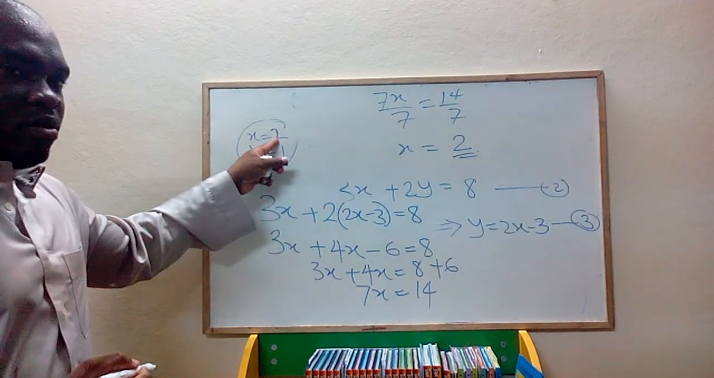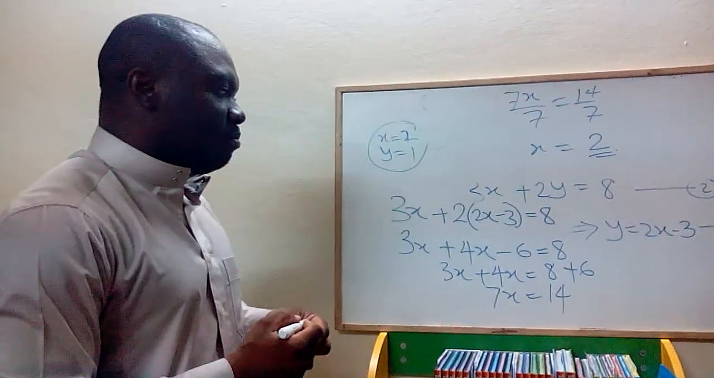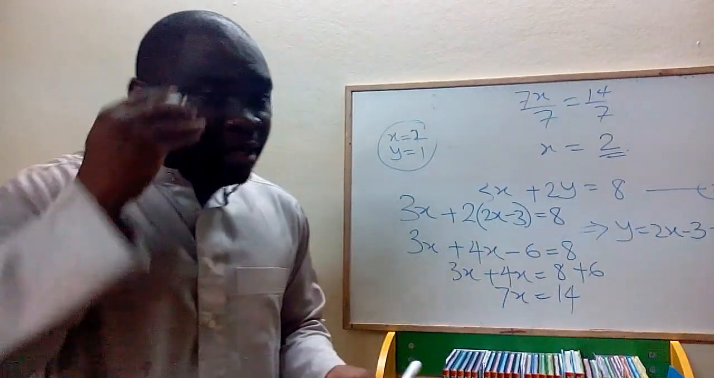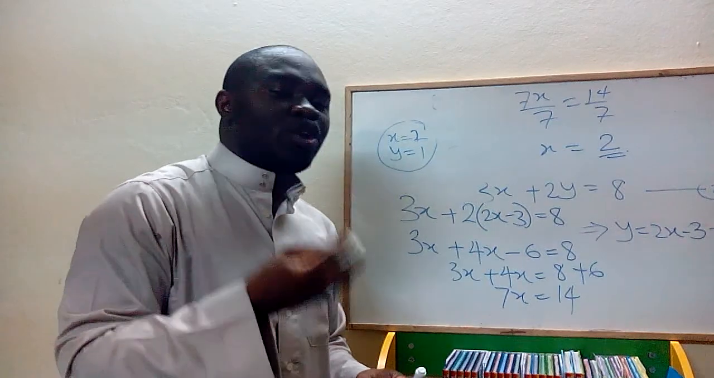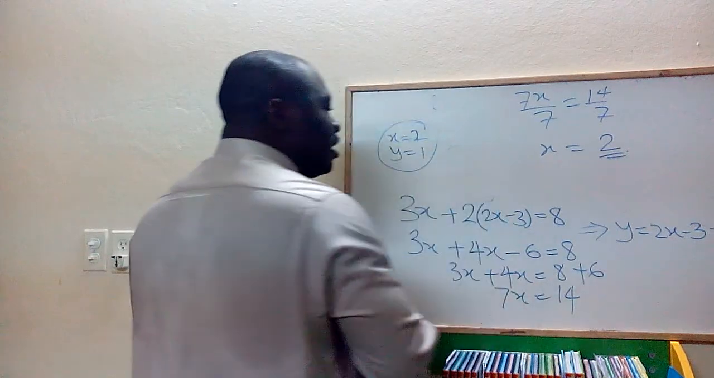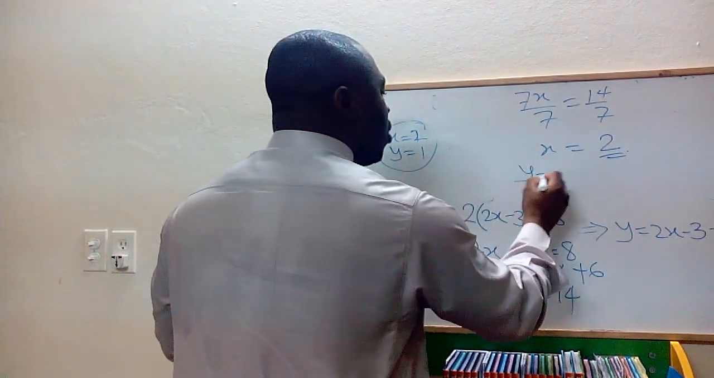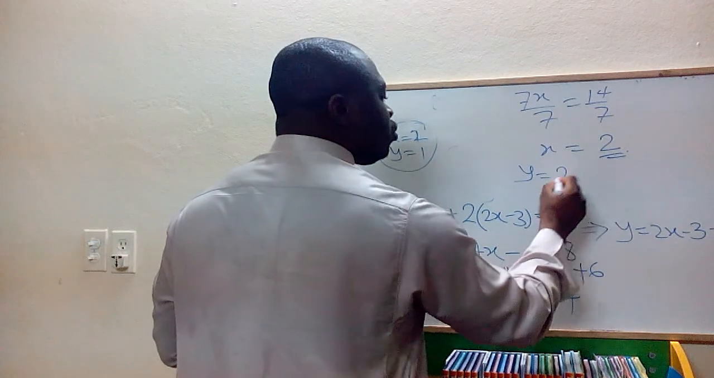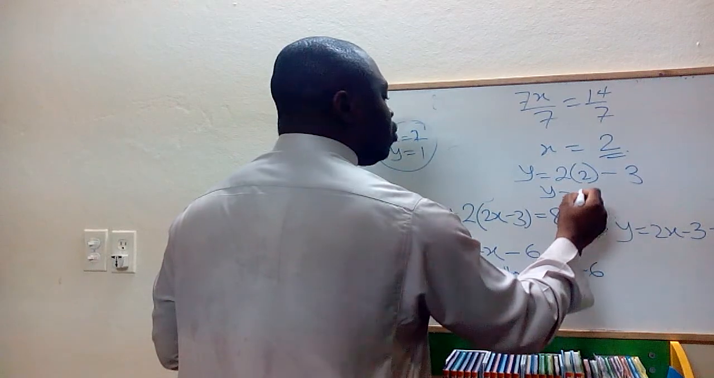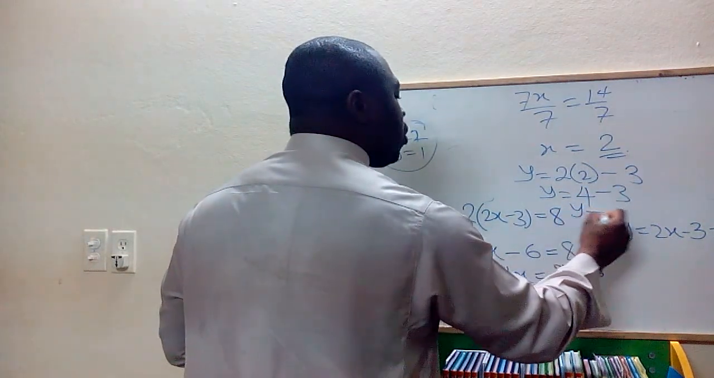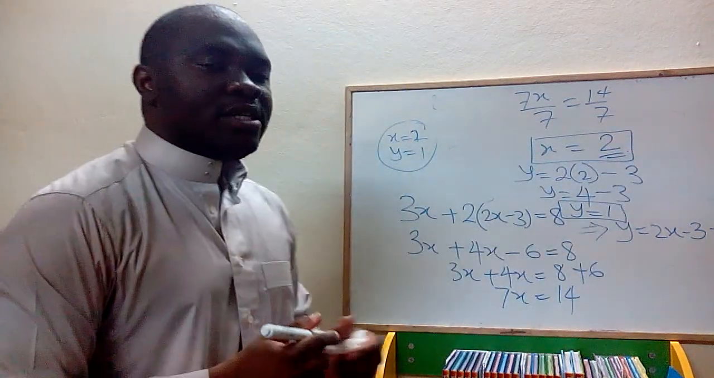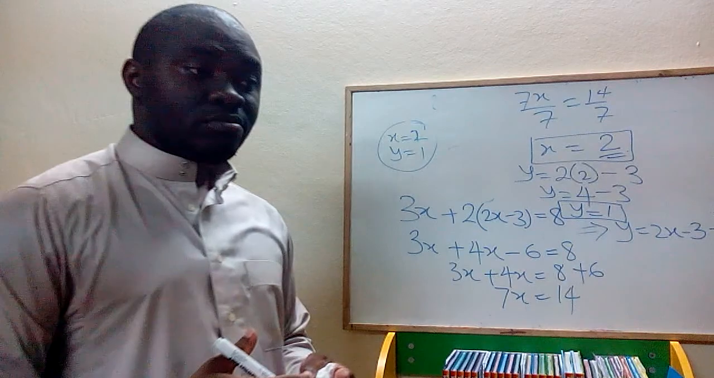Can you see? We're getting back to where we're coming from. Now, having gotten x, of course it's easy to get y, because we have made y the subject in equation 3. From equation 3, we have it that y will be equal to 2x minus 3. So that will simply be 2 multiplied by 2 minus 3. 2 times 2 is 4, minus 3. y will be equal to 1. So at the end of the day, we have been able to solve this simple simultaneous equation.